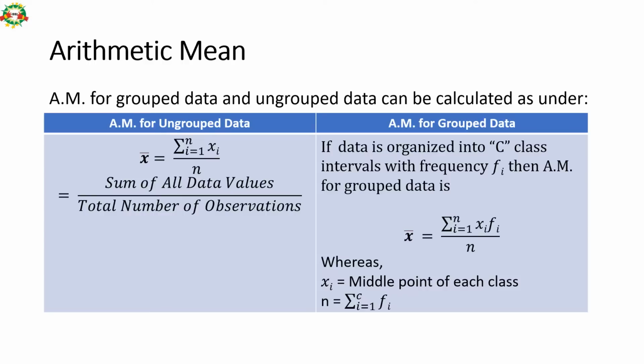And if it is grouped data, that means there might be some class interval for each frequency. Then in that case, arithmetic mean is equal to sum total of multiplication of middle point of each class, which is xi, and frequency fi, divided by n, where n is the total number of frequency.